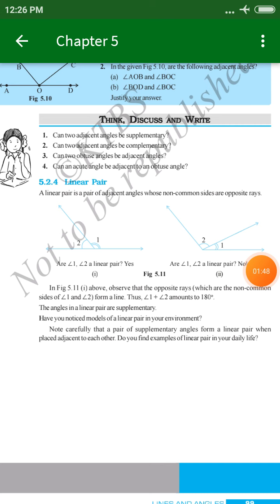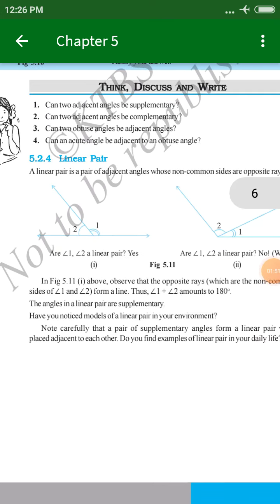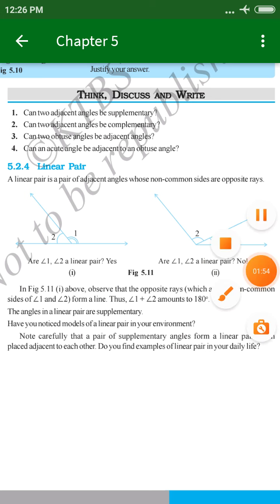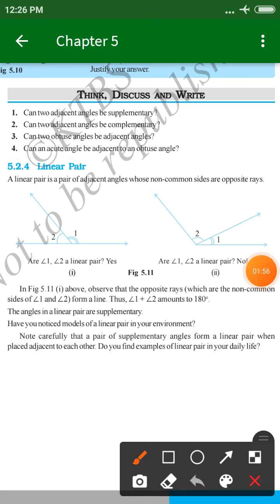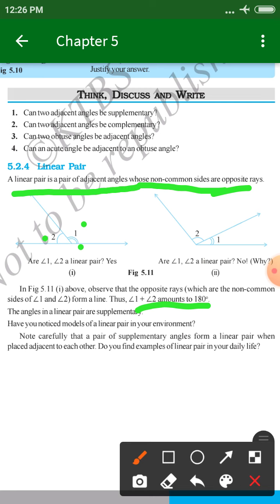Now we move on to the linear pair of angles. A linear pair is a pair of adjacent angles whose non-common sides are opposite rays. So this is the linear pair. This is an example of a linear pair of angles, because when you sum these two angles you get 180 degrees. So this is called a linear pair of angles.